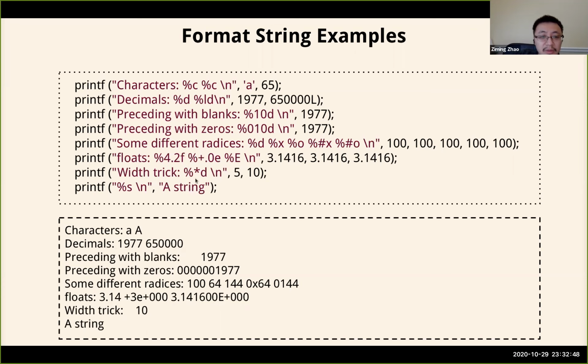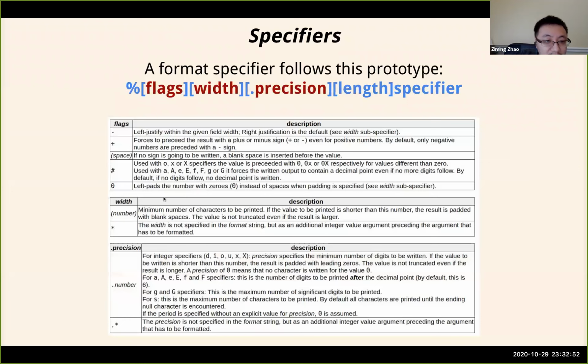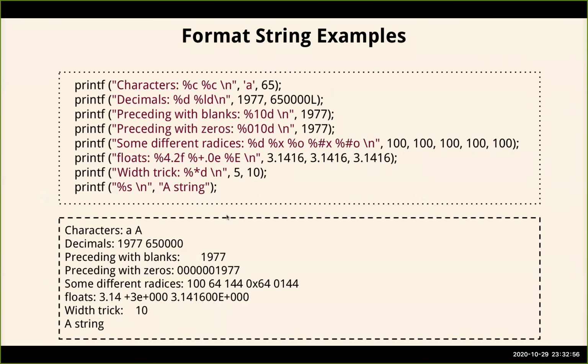Then what's the star? I think it takes the 5 and uses it for the white space. So what the star does is it will look for the next argument and use that as the width. Of course, this one for a string is just a percentage s. So those are the basic examples of format strings you use.